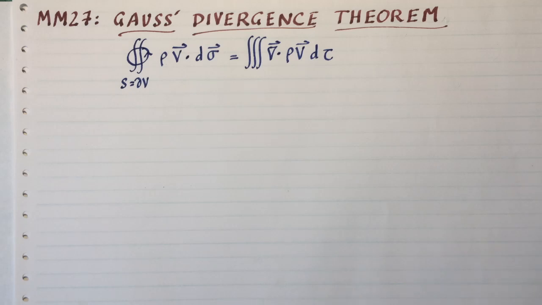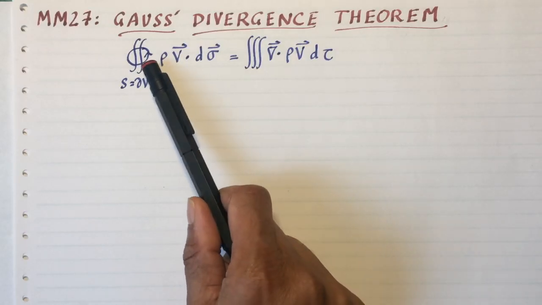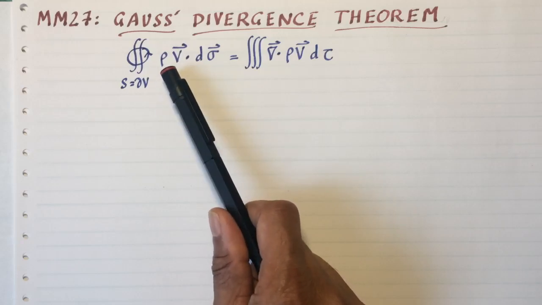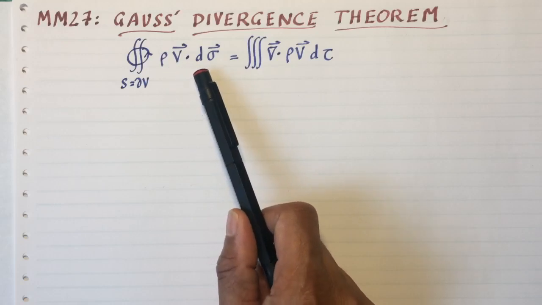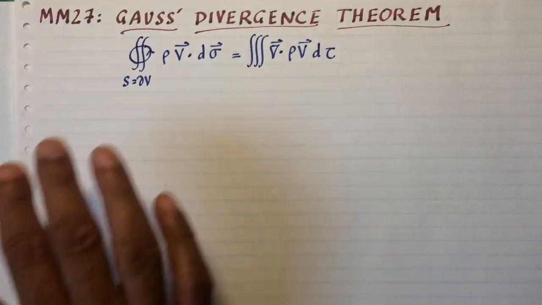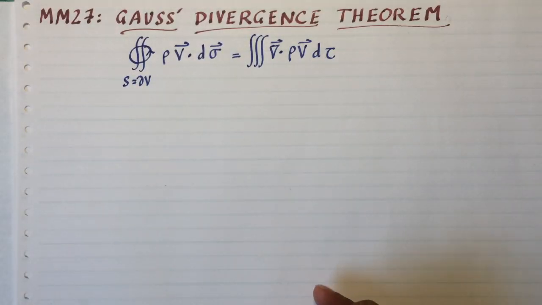I'm going to be discussing one of the most important theorems in all of mathematics, and that is Gauss's divergence theorem. The formal statement of the divergence theorem is that the closed oriented surface integral of a vector field v, weighted by some function rho, over a surface, is equal to something called the volume integral on the right side.